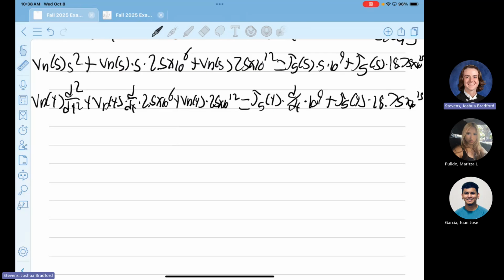Does anybody remember what those things are? So I'll start here. Undamped natural frequency is omega n. Does anybody remember what omega n equals?